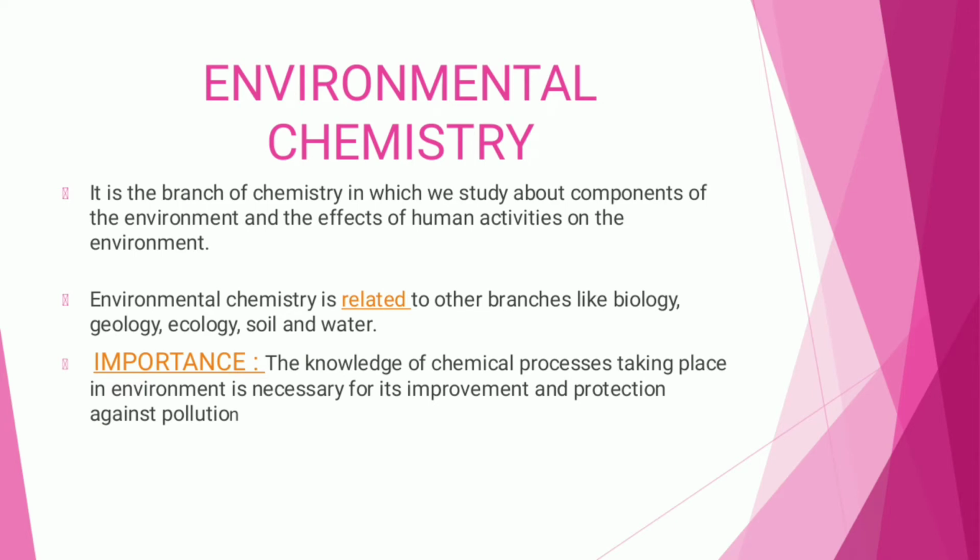Just we introduce and learn this term, and next is environmental chemistry. As the name indicates, environment, and we also understand the meaning of chemistry from our previous lecture. In environmental chemistry, we study the components of the environment and the effect of human activities on the environment. We also studied the components of the environment in previous classes, that are two: one is biotic and the other is abiotic. Biotic means living components, that is human beings, plants, animals, and the non-living abiotic components, that is air, water, soil, like that.